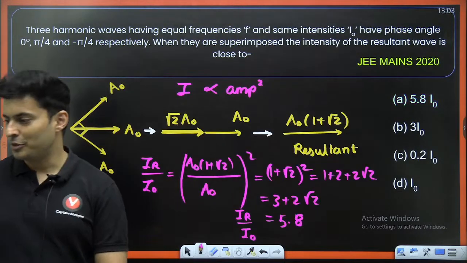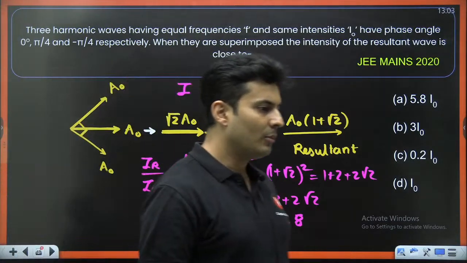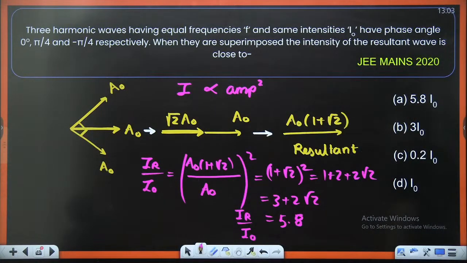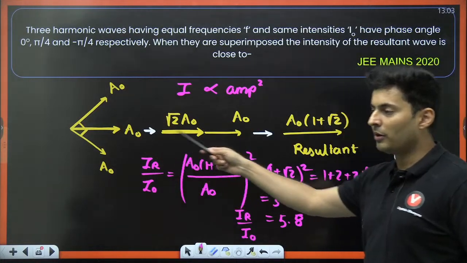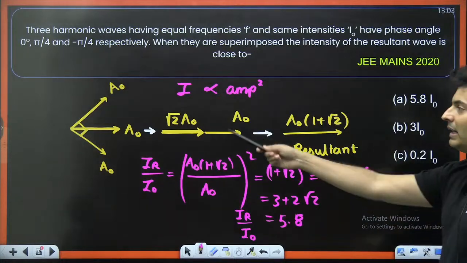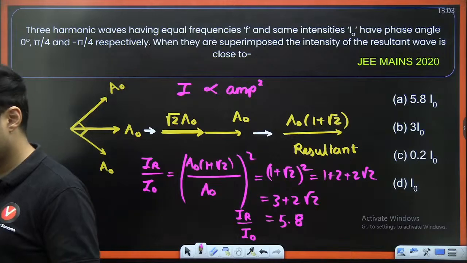It was a 2020 question. How many of you loved the question? How many of you learnt a lot? This is how you relate intensity and amplitude. This is how you add two or more waves and find the resultant, treating them like vectors. That's all I have done. Shall we proceed?